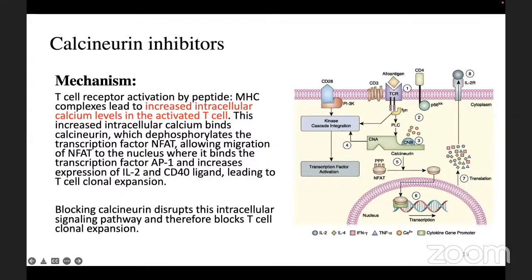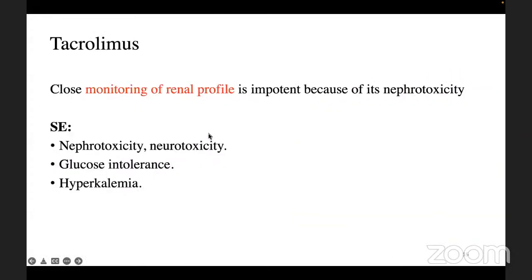So for the calcineurin inhibitors, the mechanism is that T-cell receptor activation by peptide-MHC complexes leads to increased intracellular calcium levels in the activated T-cell. This increased intracellular calcium binds to calcineurin, and that starts the activation leading to T-cell proliferation through NFAT, allowing migration to the nucleus, et cetera. So blocking calcineurin disrupts this entire signal. First we have tacrolimus.